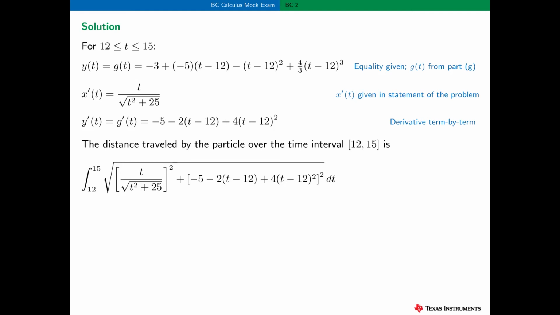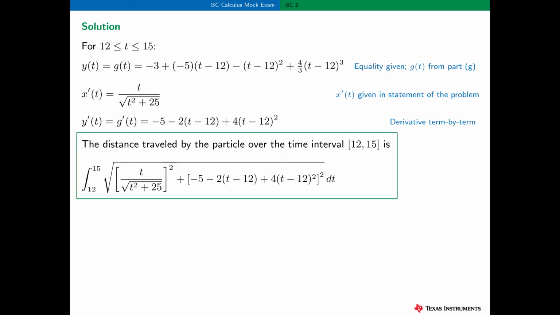Let's use these concepts to solve this problem. For t between 12 and 15, we're told that y of t is the same as the Taylor polynomial approximation found in part G, which I labeled g of t, strangely enough. Knowing the formula for the distance traveled, I need an expression for dx/dt, or x prime of t. And this expression was given in the statement of the problem. And to find dy/dt, or y prime of t, I need to take the derivative of my expression for y on the interval 12 to 15, term by term.